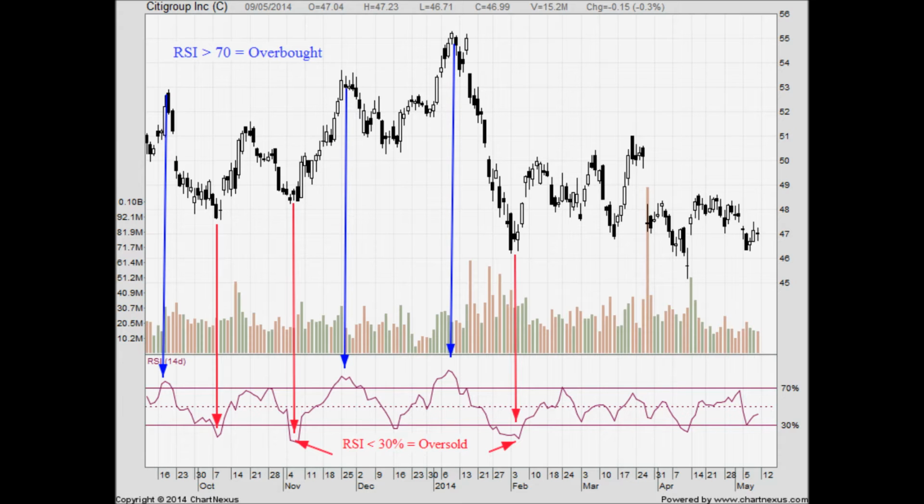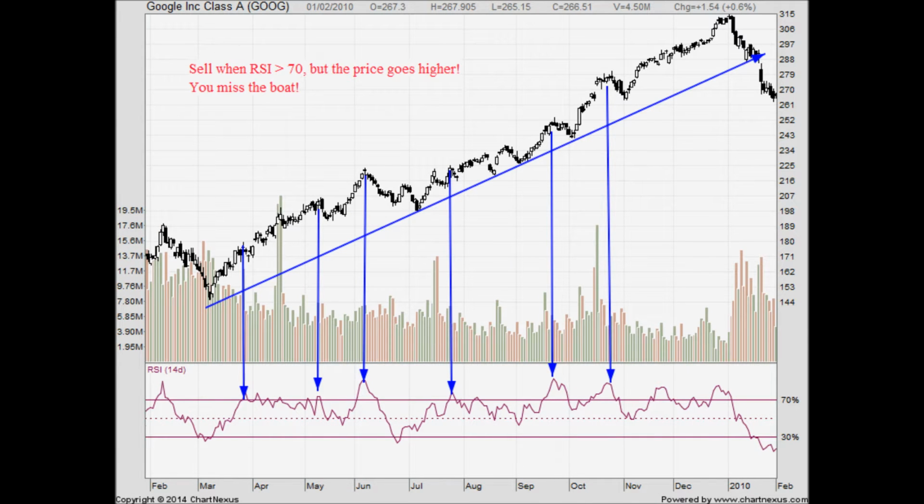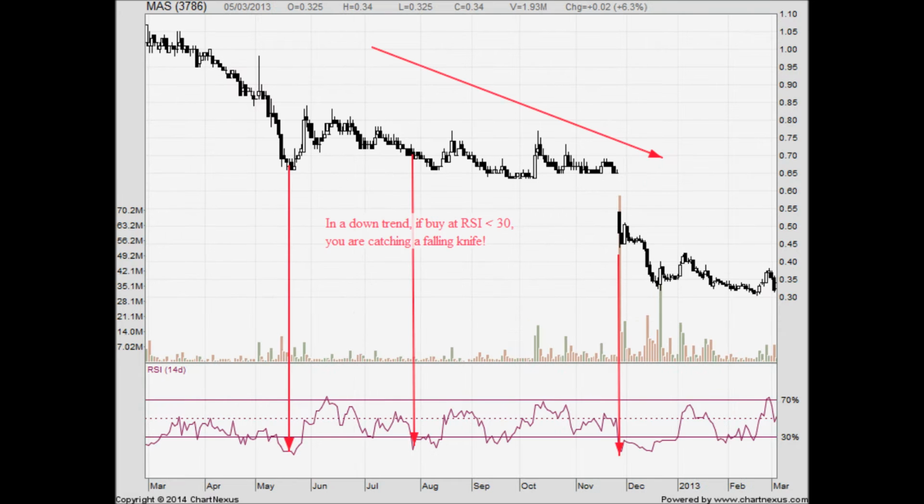The reason is because RSI works best in a horizontal trend. However, in a trending scenario like this one, if you sell at the overbought position when RSI is greater than 70%, you may find yourself in a difficult position to buy back later as the stock keeps moving higher. Similarly, in a downtrend like this one, if you think you are buying at the bottom when RSI is below 30%, then you will be disappointed, as most likely you are catching a falling knife.